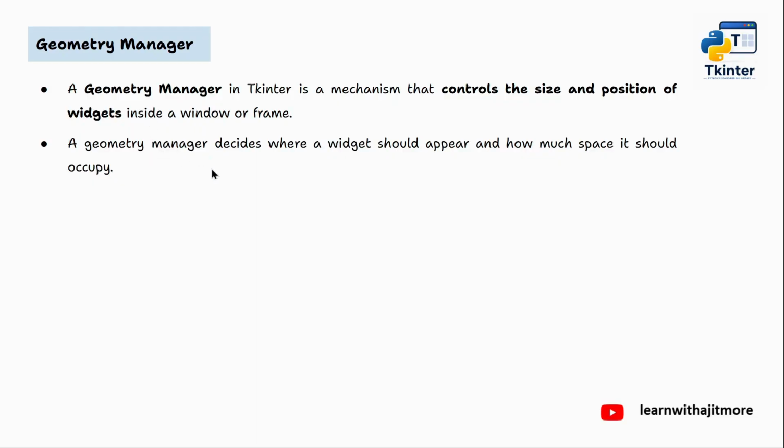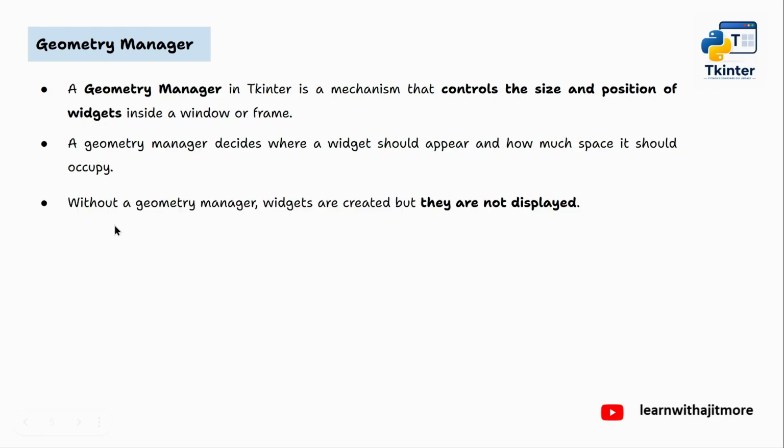Okay. So Geometry Manager decides where a widget should appear and how much space it should occupy. If you have not set the Geometry Manager, it will not display the widgets within the main window. Irrespective, the widget is created. It is added also in the parent window, but the widget is not visible. Without a geometry manager, widgets are created, but they are not displayed.